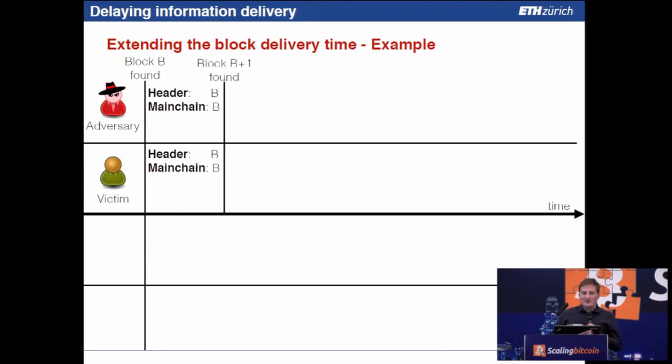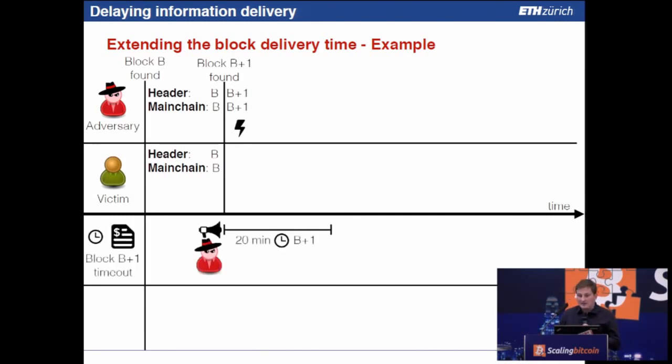After some time, there will be a new block, B plus one, which is found. So now the adversary chooses to attack. He syncs to the current block B plus one, but at the same time, he advertises the hash of block B plus 1 to the victim, effectively triggering a 20 minutes timeout for this particular block. So the victim doesn't know anything about block B plus 1 and stays at block B.